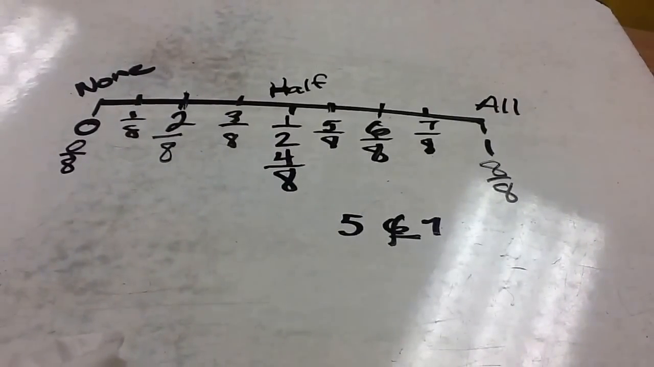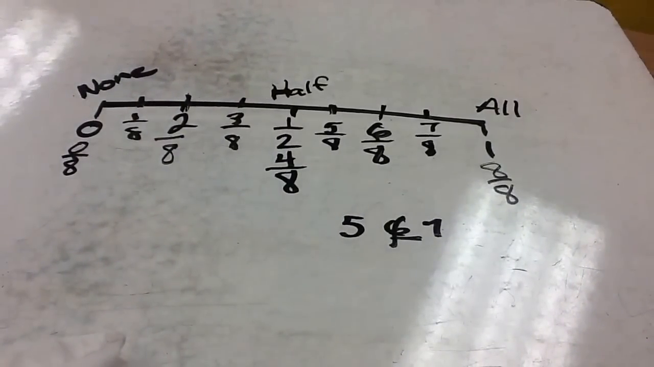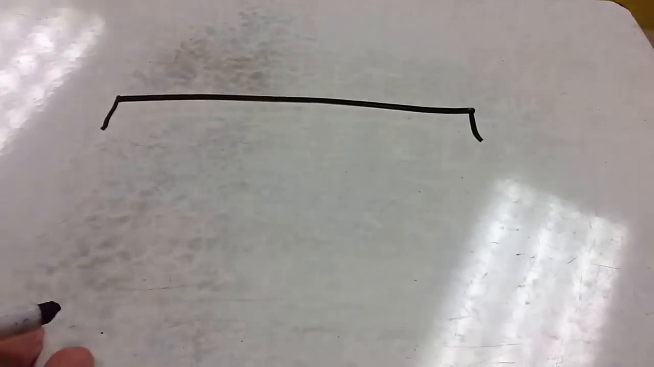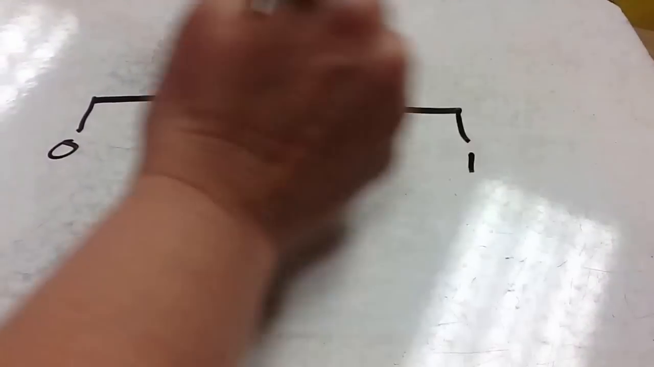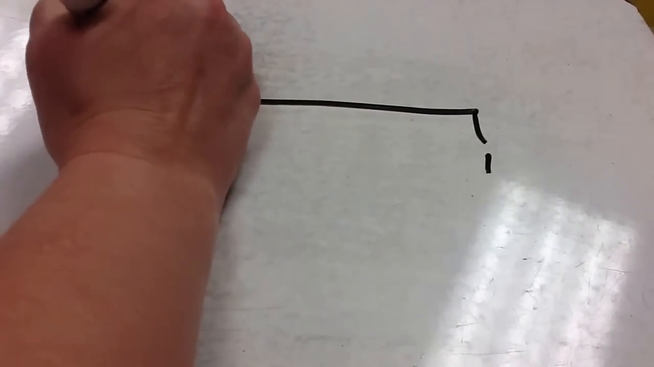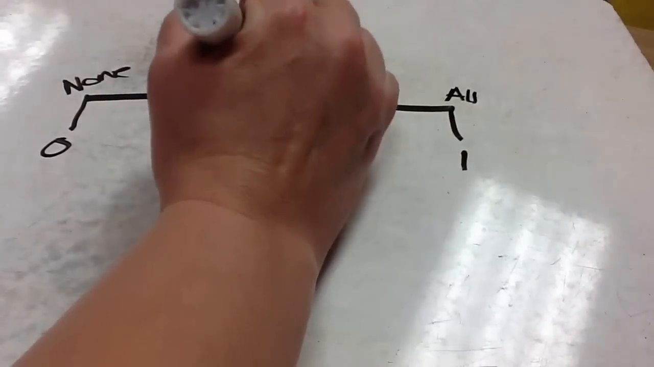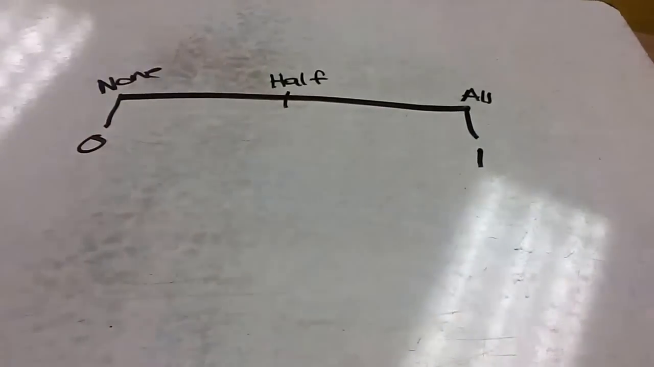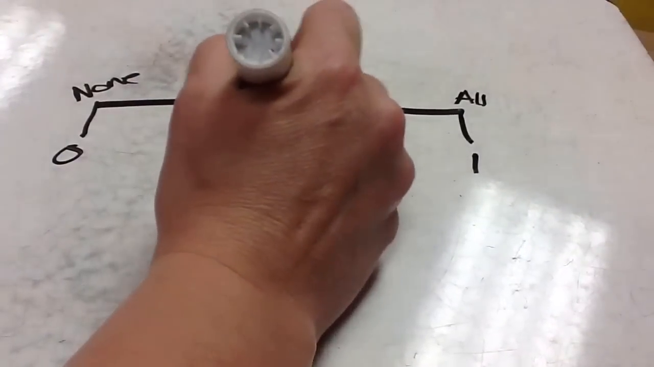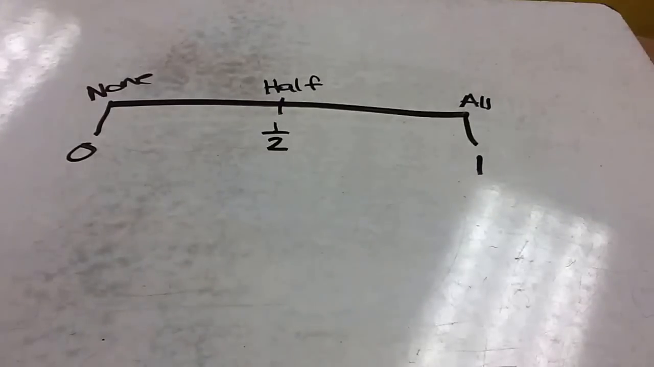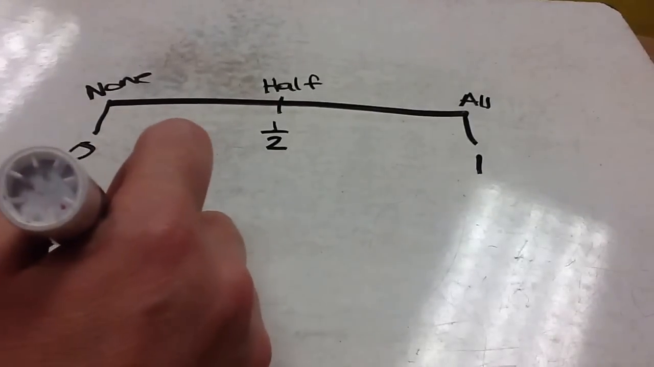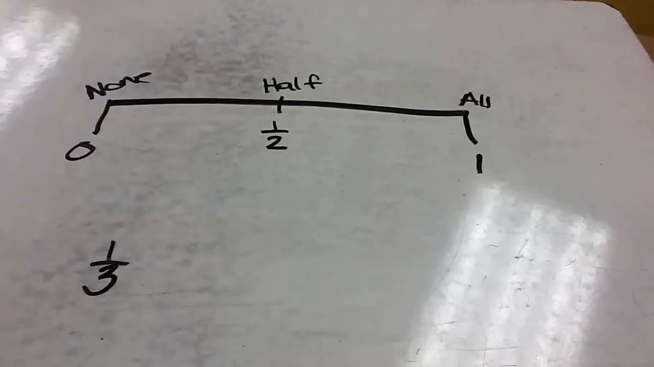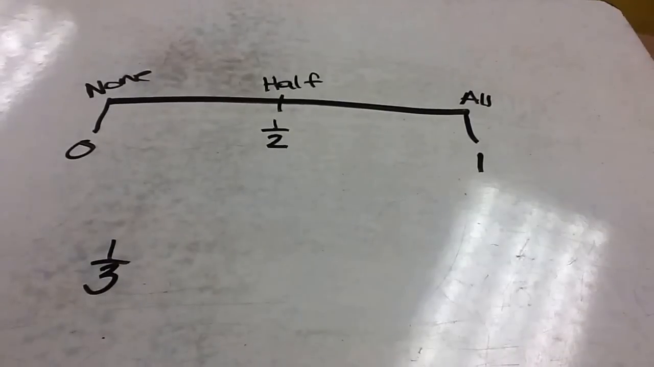We're going to do one more number line together. This number line is when you have odd numbers, because odd numbers do not have a clear halfway mark, and we're going to have to show for that. So draw your number line. Let's start with none and all, and half. All number lines need to start here. None, half, and all. And this time, let's put our pizza into thirds.